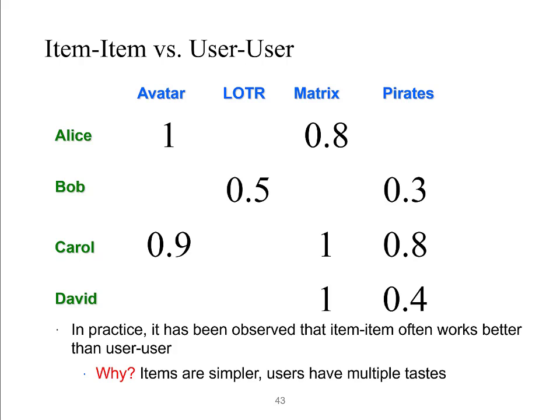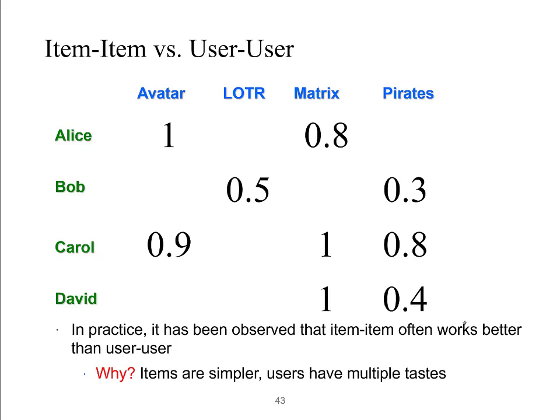One interesting observation is that in practice, if we compare item-item collaborative filtering and user-user collaborative filtering, it has been observed that item-item often works better than user-user. The reason behind this is that the items are simpler, but the users usually have multiple tastes.